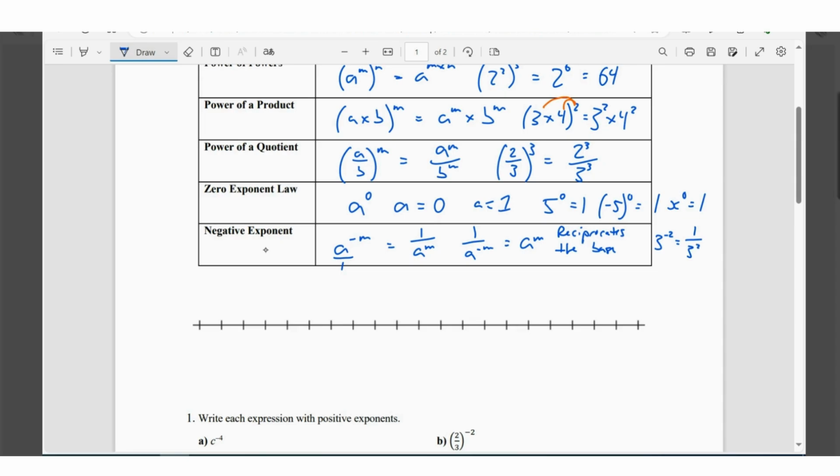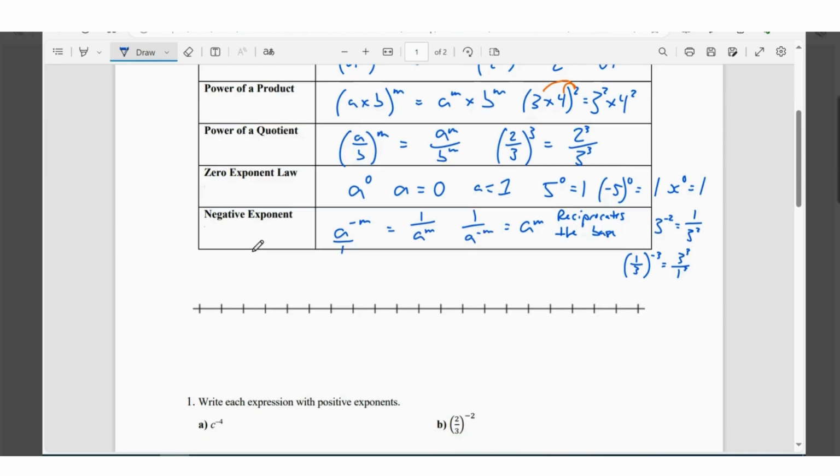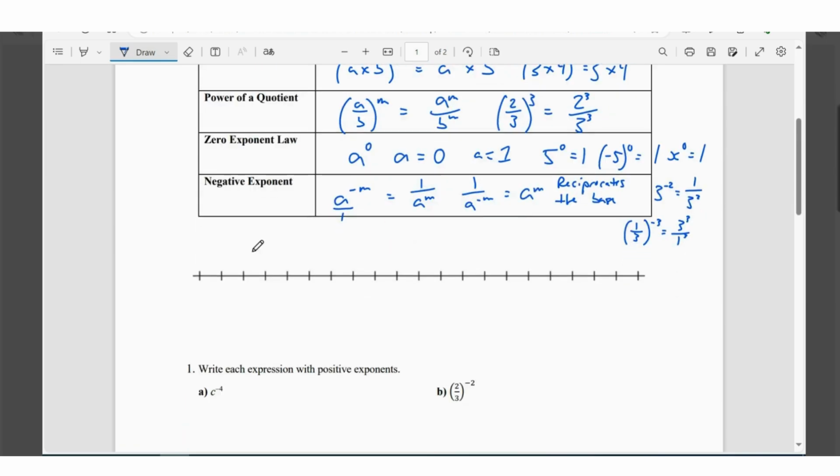Also, if we have 1 over 3 to the negative 3, it reciprocates the base, so we can change that. We can flip our base, and it becomes 3 over 1, or just 3 to the positive 3. And I want to show you why this works.